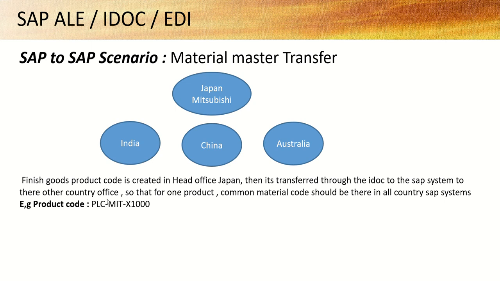So what they do, let's take an example, they have a product called PLC MIT X1000. First they will create the product ID in their headquarters, that is Mitsubishi Japan. And once they create the material code in their headquarters, through IDoc they can distribute the same material to different country SAP systems. So with the help of IDoc, they can transfer the data from one country to other country systems, so that they will have consistency in the overall SAP system in different countries.